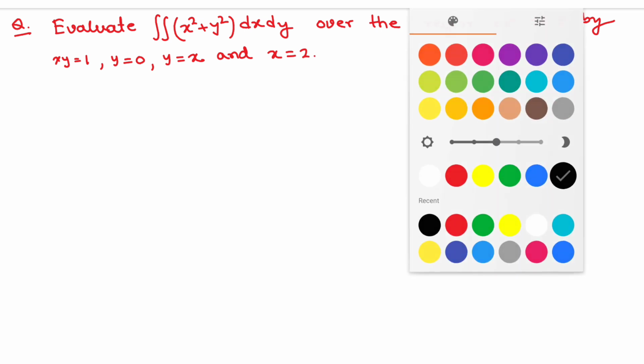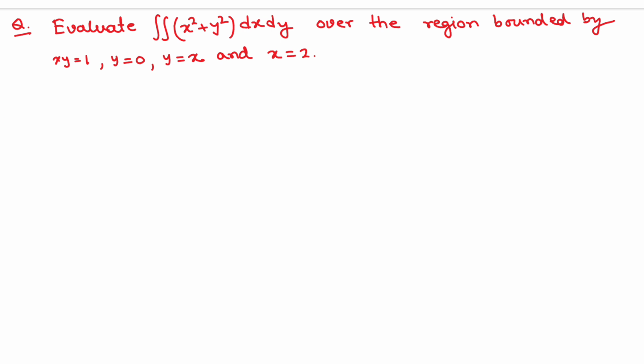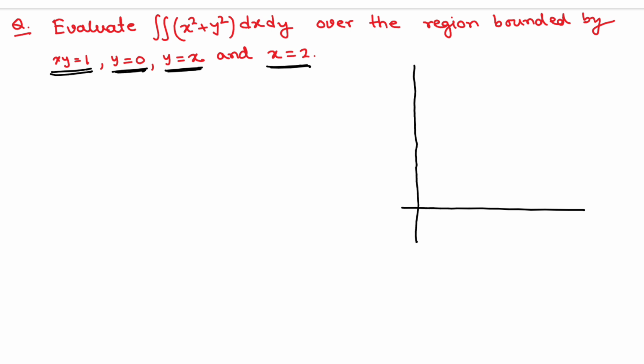Okay, so first of all let's draw the curve. This is your region, bounded by these 4 curves. Now tell me, what is xy equals to 1? This is a rectangular hyperbola. Y equals to 0 means the x-axis. Y equals to x means a straight line passing through the origin making an angle 45 degree with the x-axis. And x equals to 2 means a straight line parallel to the y-axis at a distance 2 from the y-axis or from the origin.